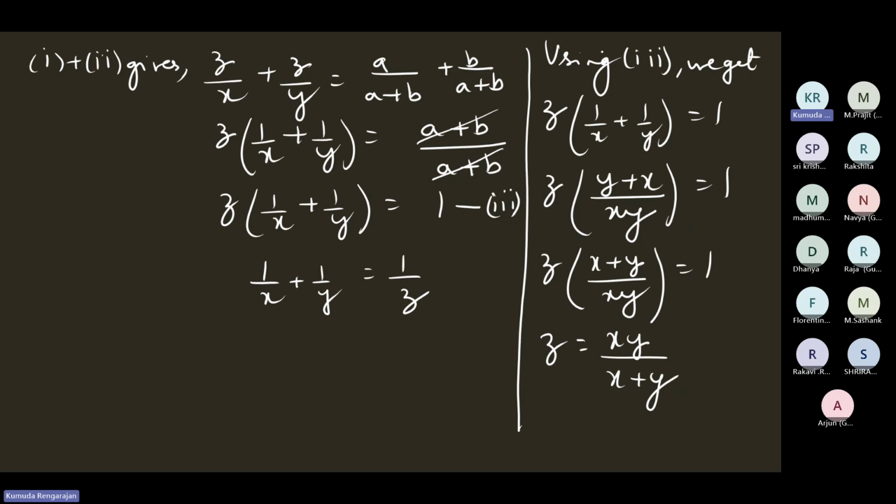Yeah. So just say using 3, we write out that equation and take up the LCM in the bracket, xy. So you get y plus x in the numerator is equal to 1. Yeah, I think then it all follows. This fraction becomes its reciprocal when it goes to the other side. So z is equal to xy by x plus y.